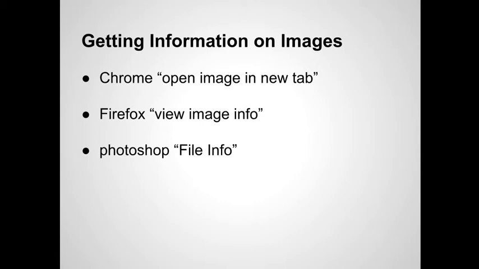In Photoshop, there's also a number of ways to get metadata about your images. Most common is just to go up into the File menu and look for File Info, which is labeled very nicely, and use that.